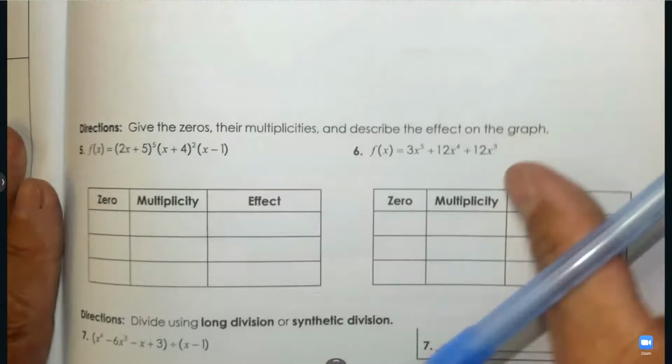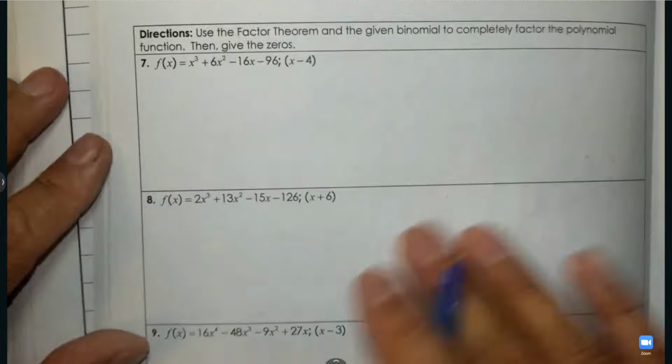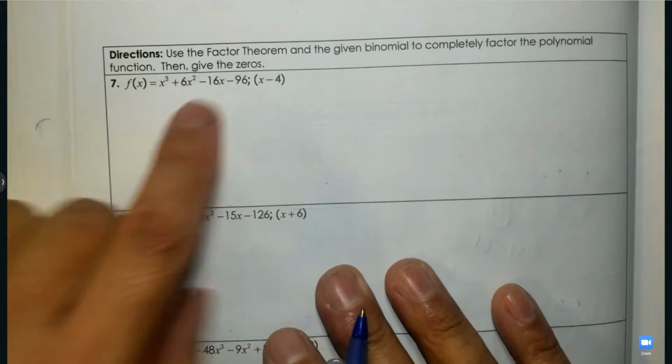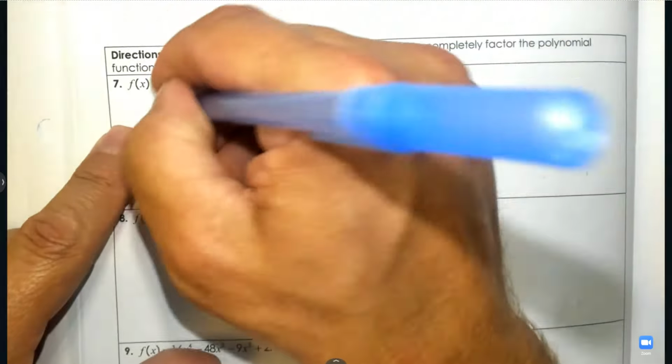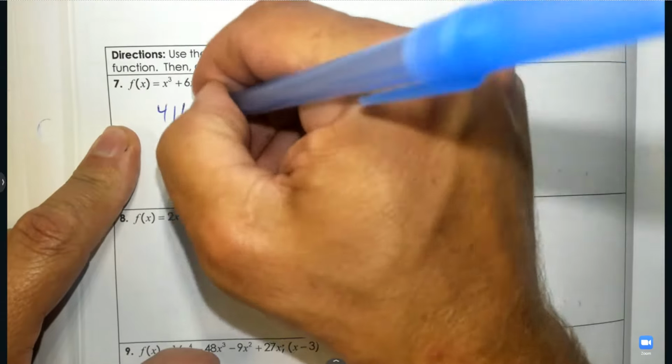Turn the page. Number 7, use the factor theorem to completely factor this. So positive 4, 1, 6, negative 16, negative 96.